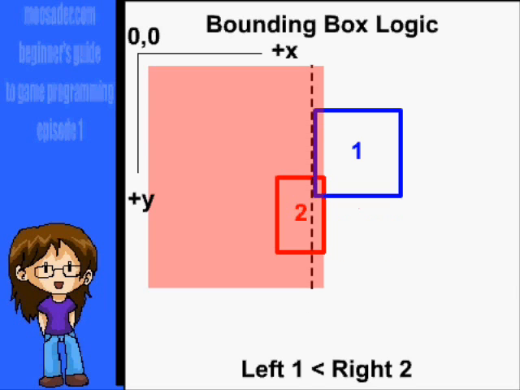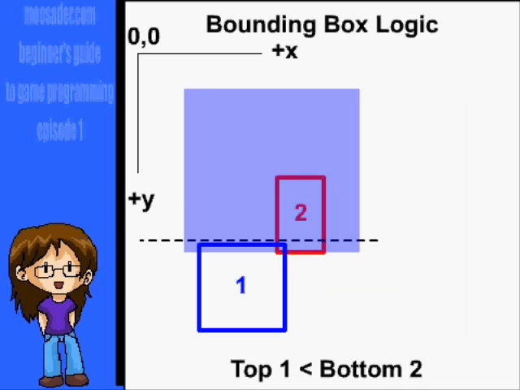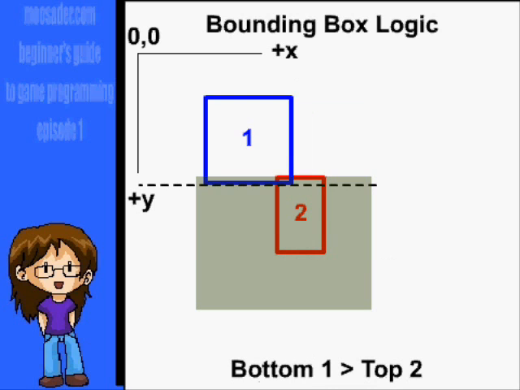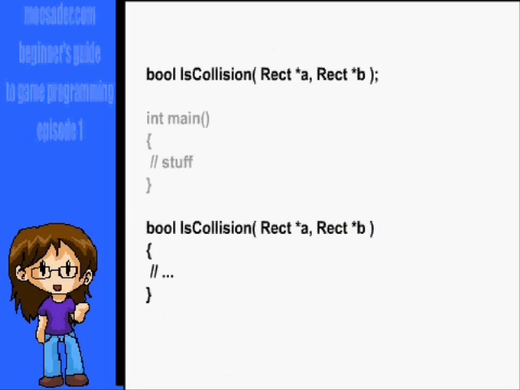If the left edge of the first object is less than the right edge of the second object, and right 1 is greater than left 2, and top 1 is less than bottom 2, and bottom 1 is greater than top 2, then there is a collision. You should probably write a function, either in main.cpp or in its own header file, to return a bool if there is a collision, instead of having the function be a part of a class.